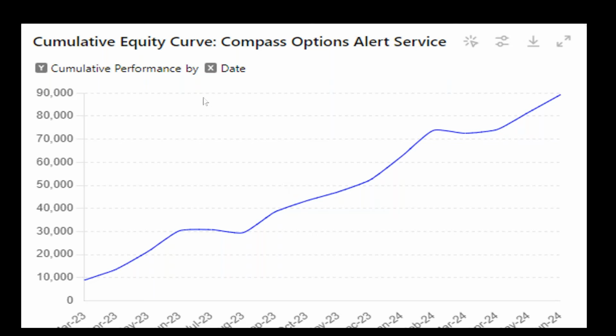This is an equity curve from the alert service. I need to put a new one together. This is one from March 2023 to June 24. This is based on putting $2,000 into each trade that came out on the alert. You can show what the equity curve is. It's pretty nice, and if I take another year, it's going to look exactly the same. You'll see the results from year to year are pretty close on the trading.